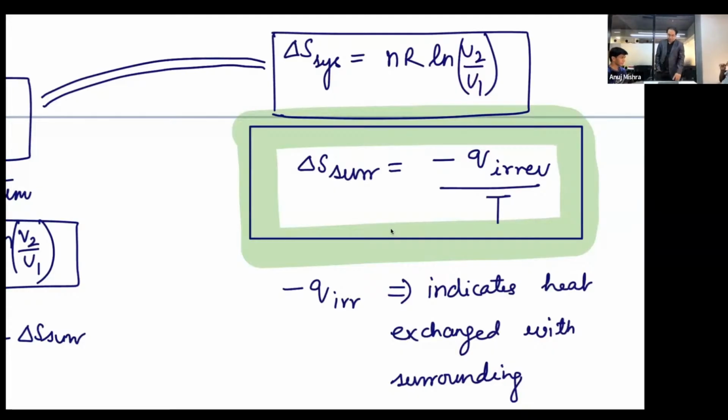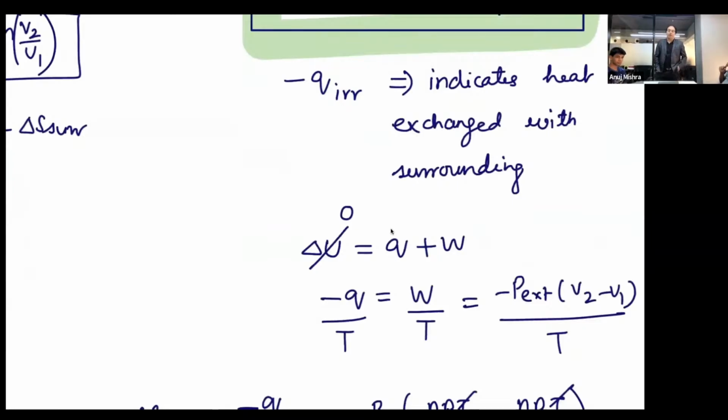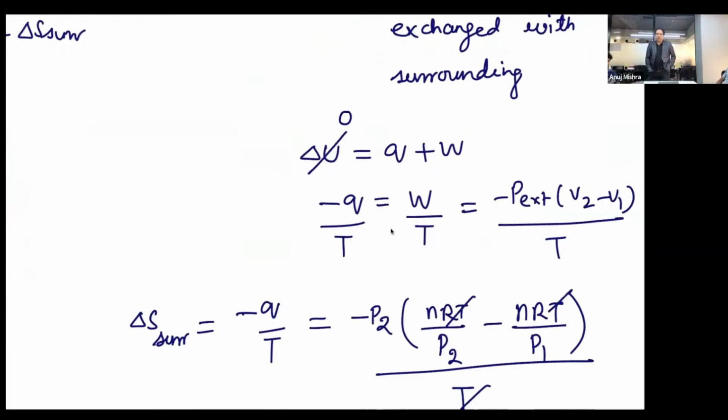Solve करो. So you can say delta U is Q plus W. You see, minus Q upon T is W upon T. W is minus P external times V2 minus V1 upon T, right? Then you'll put the numbers. P external is P2. इसको note कर लीजिए. And V2 is NRT upon P2, V1 is NRT upon P1, upon T. में सारे T cancel हो जाएंगे. NR बाहर चला जाएगा. N का value 1 given है. R है. अब values रख दीजिए.